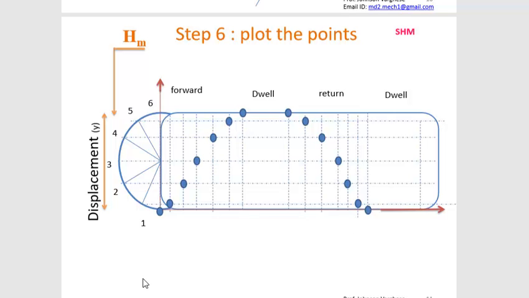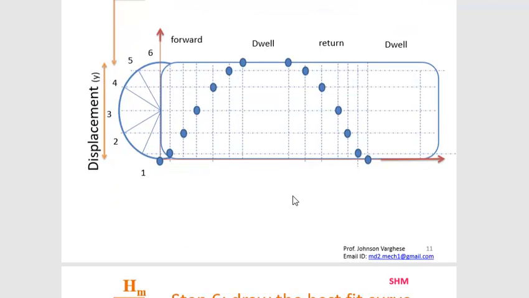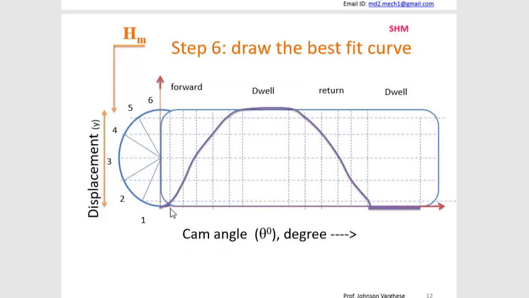And as you can see, these points tend to a curve. In the next step, I will join these points, passing the curve through them, and this is how the nature of the curve will look. Very important point: as you can see, the x-axis is cam angle theta in degrees, and this is displacement y in centimeters. So this is called my displacement diagram for the follower. Once this is achieved, that is one of my important steps.